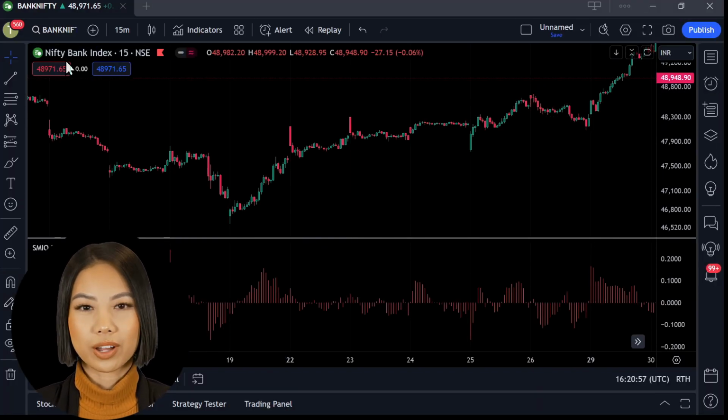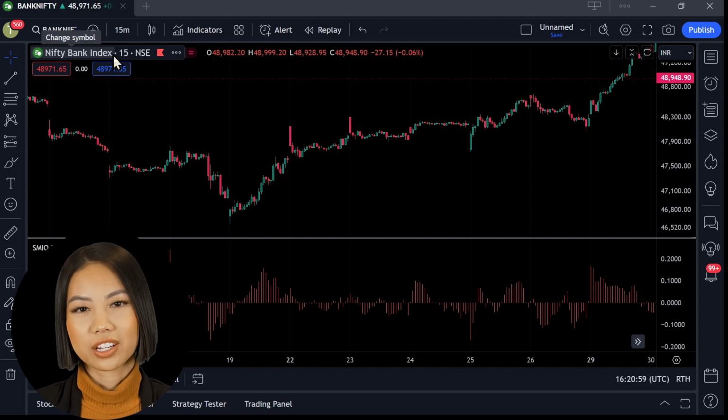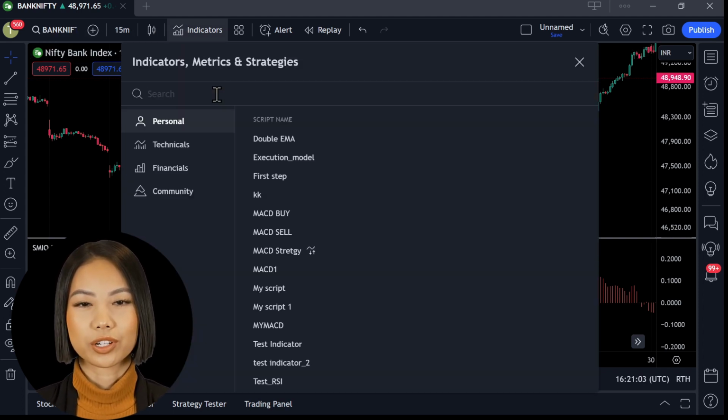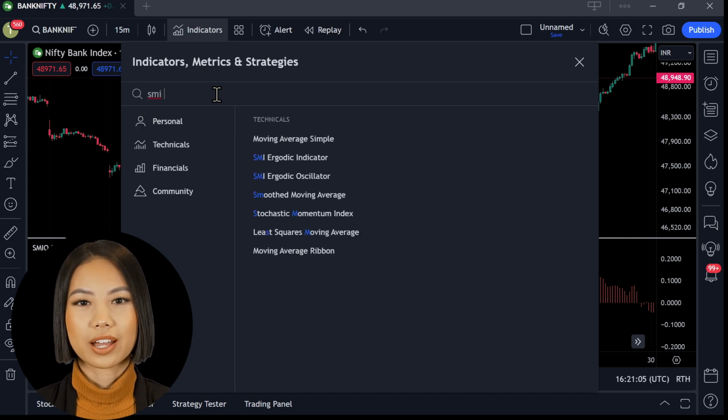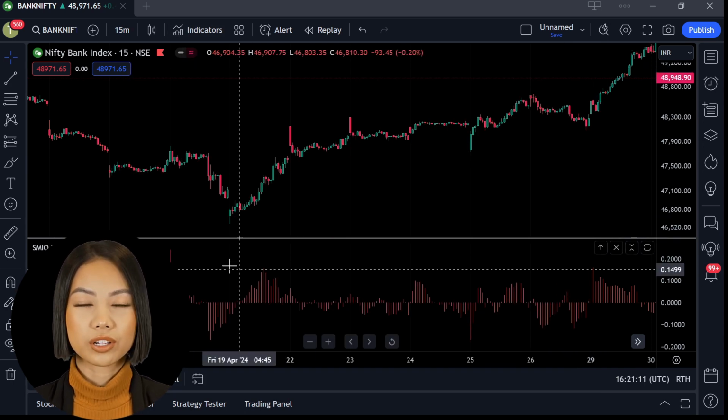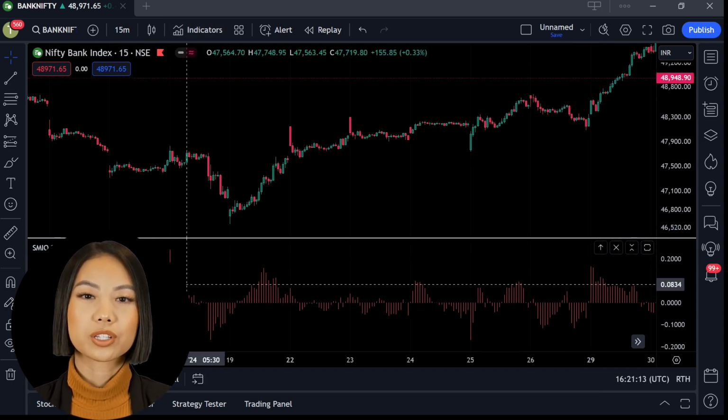Open your TradingView platform and select the chart of the asset you want to analyze. Click on the Indicators button at the top of the screen. In the search bar, type SMI Ergodic Oscillator and select it from the list. The indicator will appear at the bottom of your chart, ready for customization.